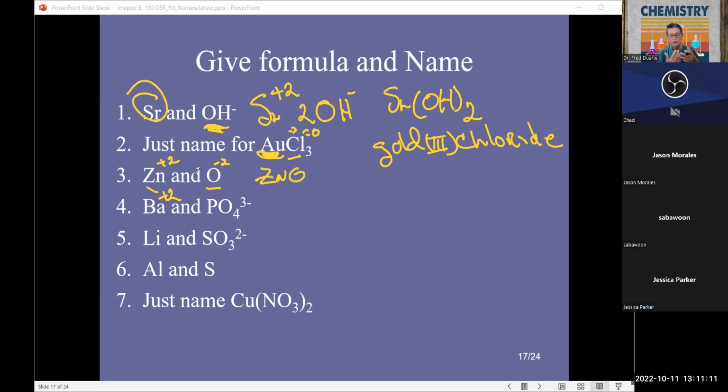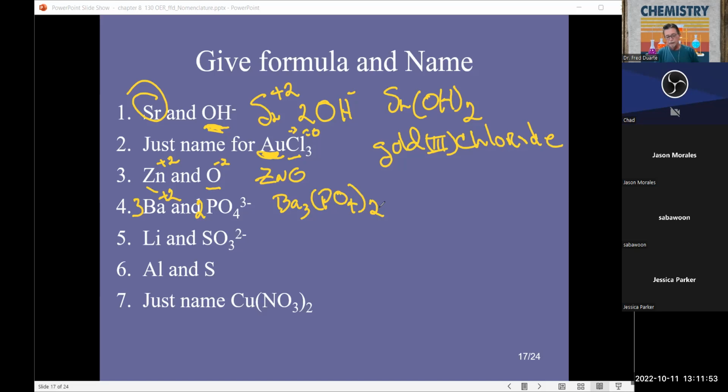Well, to put those together, I'm going to need to find a common number. In this case, as we've been doing with the other ones, the common number is 6. So we need 3 bariums to give us a total of +6, and we need 2 phosphates to give us a total of -6. So those coefficients become the subscripts. So we have barium, subscript 3, and since we need 2 phosphates, parentheses, PO4, and parentheses 2, okay?